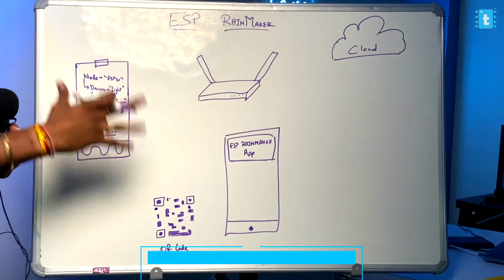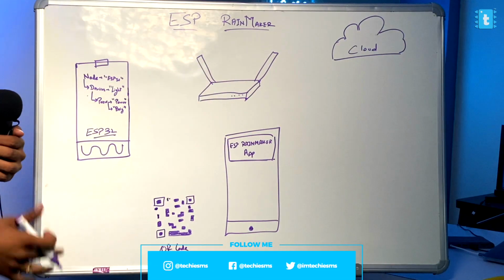So let me explain how ESP RainMaker actually works, and then I'll go through the code. It will be much easier for you to understand. Here I'll explain how ESP32 is able to communicate with the cloud, and how the mobile application is self-configurable. If you understand this, writing and understanding the code will be a lot easier for you.